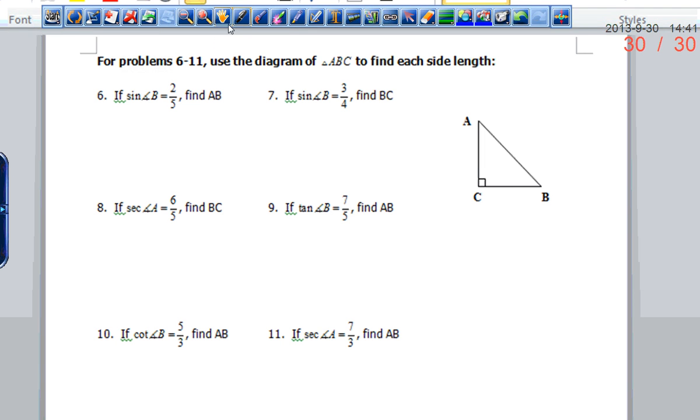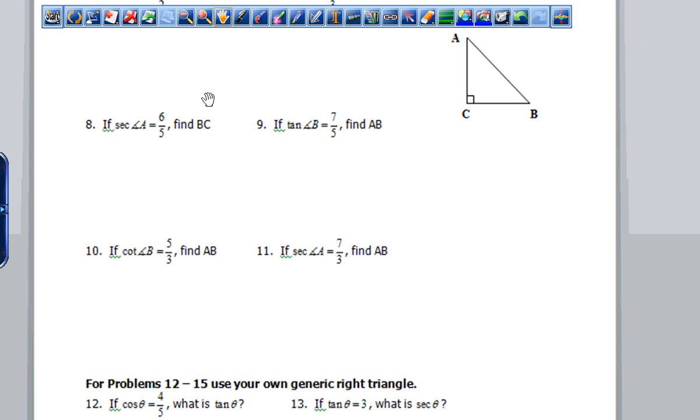I believe it's number 10. So we're talking about this thing right here for B. This cotangent. Now, cotangent and tangent are inverses. Tangent is opposite over adjacent, so cotangent is adjacent over opposite. So that means this is 3 and that is 5. I want to figure out what AB is. I'm going to do the Pythagorean theorem and add them together. So 25 plus 9 is 34. So my answer is the square root of 34.